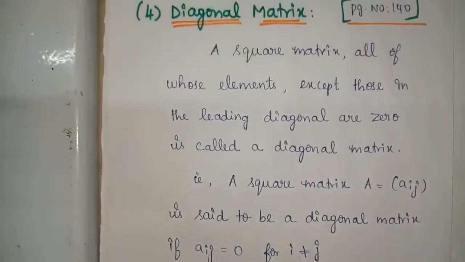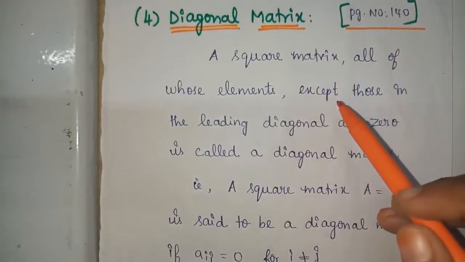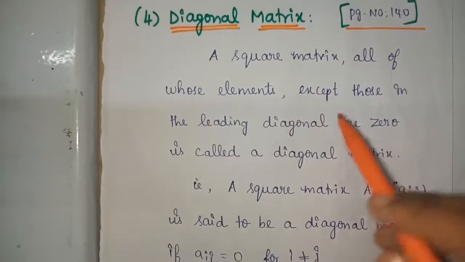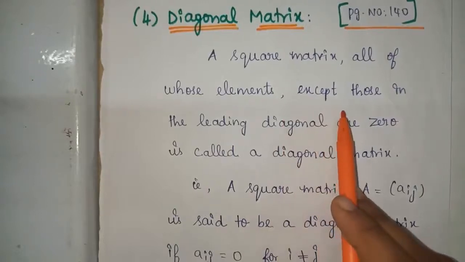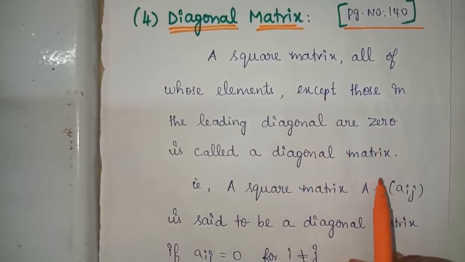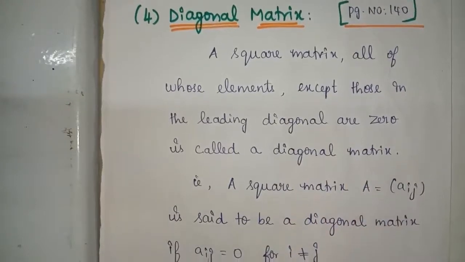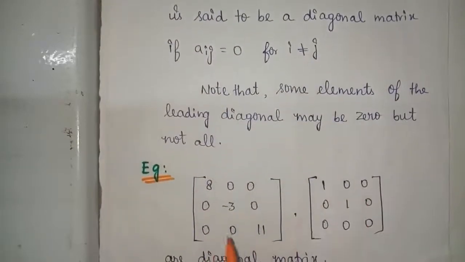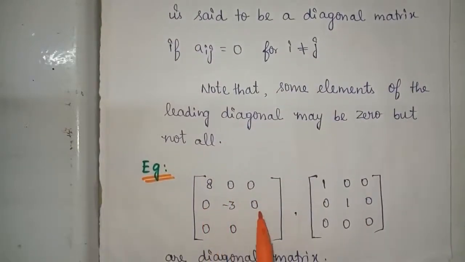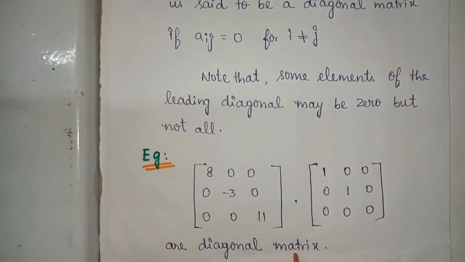So what they are going to say is a square matrix represents 2 cross 2, 3 cross 3, etc. But the elements except those in the leading diagonal are 0. So now we only see what is diagonal, the leading diagonal elements. Except those elements, if all the remaining elements are 0, it will be a diagonal matrix. So example: 8, 0, 0, 0, minus 3, 0, 0, 0, 11. This is an example of a diagonal matrix.